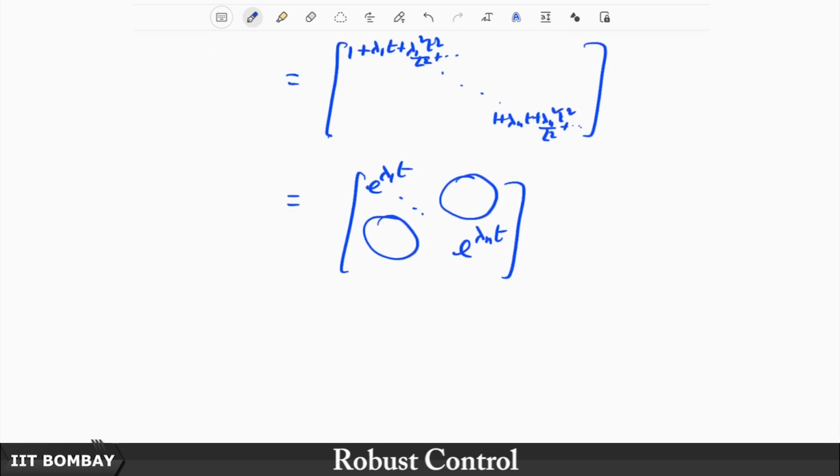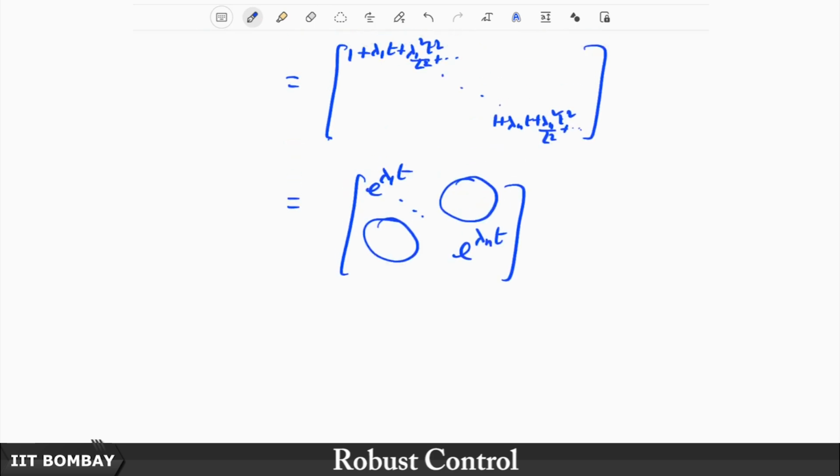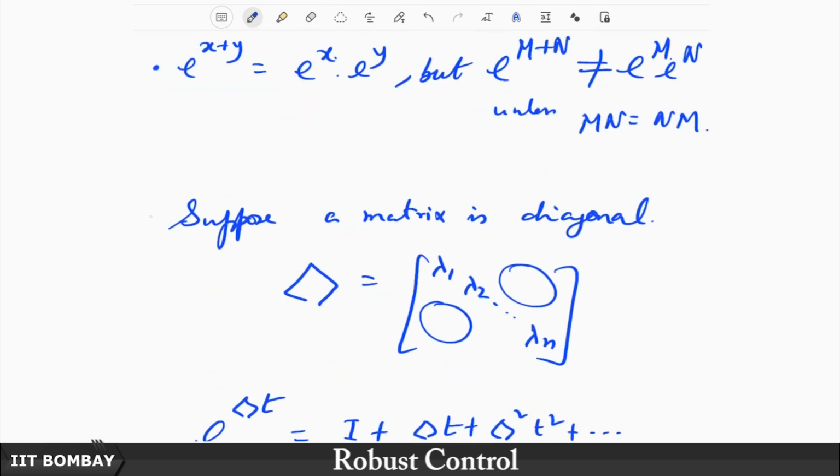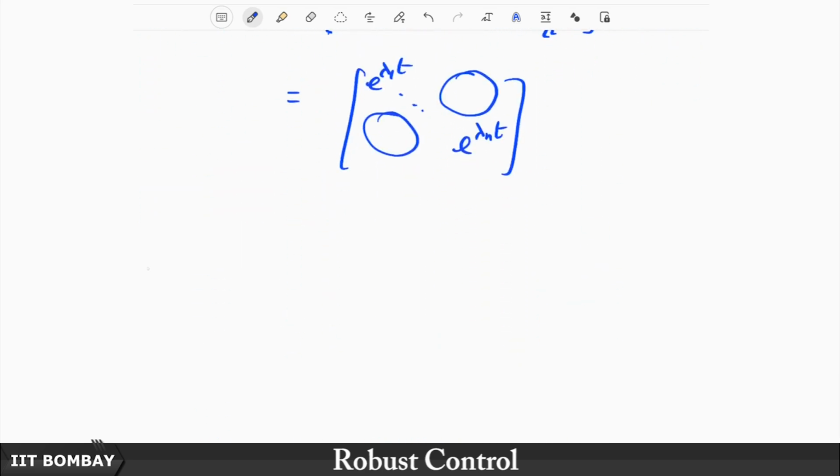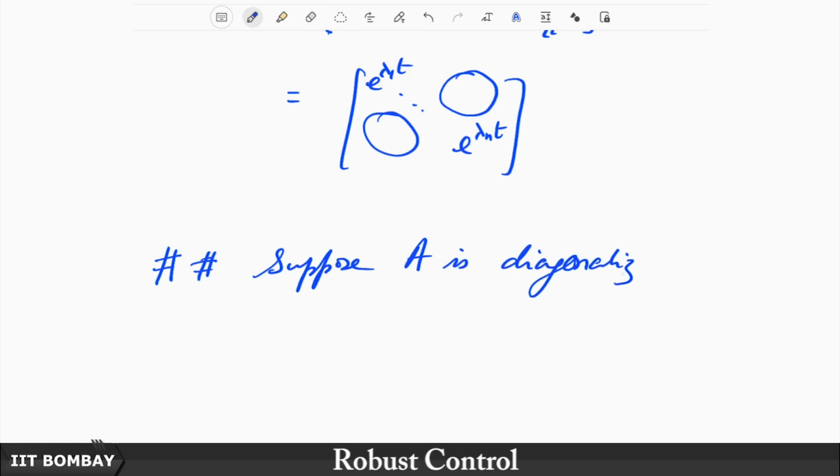What if a matrix is not diagonal but diagonalizable? That is the second level of complexity, but really not very difficult to see. So, suppose A is not diagonal but diagonalizable.